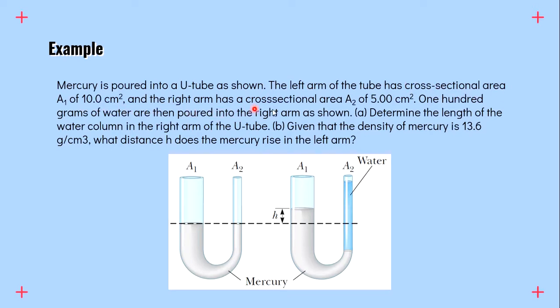The left arm of the tube, this one, has a cross-sectional area of 10 centimeters squared, and the right arm has a cross-sectional area of 5 centimeters squared. 100 grams of water are then poured into the right arm as shown, this one. So we pour 100 grams of water here.